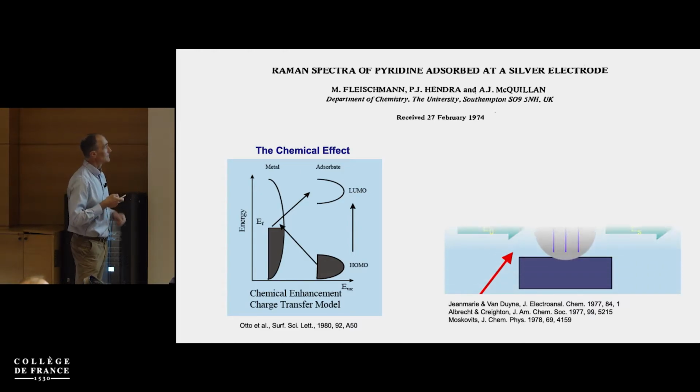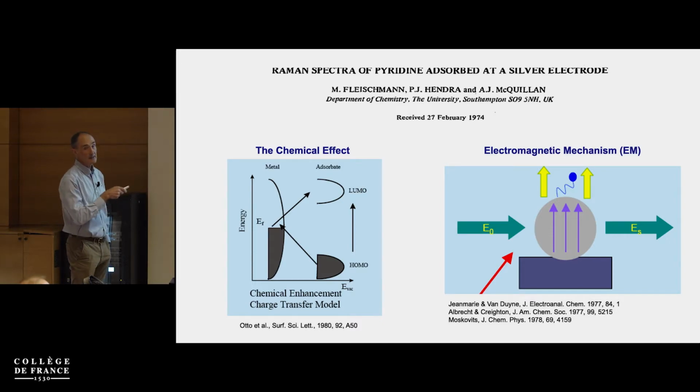The other school is called the electromagnetic mechanism, which was almost in parallel described by Van Duyne, Creighton, and Moskovits. And this claims that it is the enhanced electric field that we find for the plasmonic effects, which is changing the polarizability of the molecules that are located next to the surface of the metal. And by increasing polarizability, you're enhancing a lot the probability of the Raman scattering process.